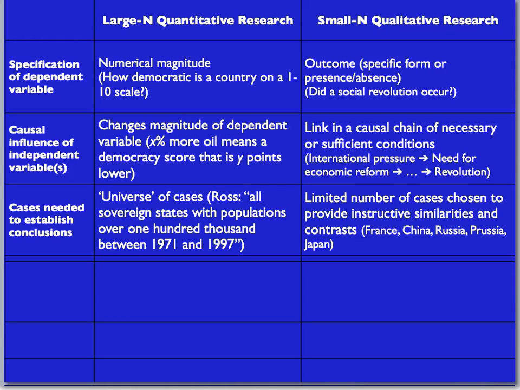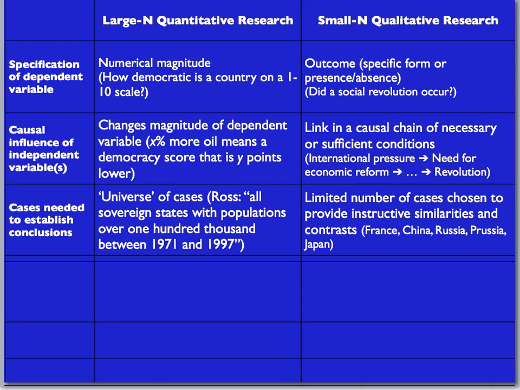Causal influence. How is the causal influence of the independent variables assumed to be exercised? In a large N study, a change in the magnitude of the independent variable changes the magnitude of the dependent variable. So that's how the causal effect manifests itself. In small n research, causes are thought of more like the Rube Goldberg device from the music video last week, where there's a set of causal steps and they add up to an outcome. So the influence of the independent variables is conceived of differently.